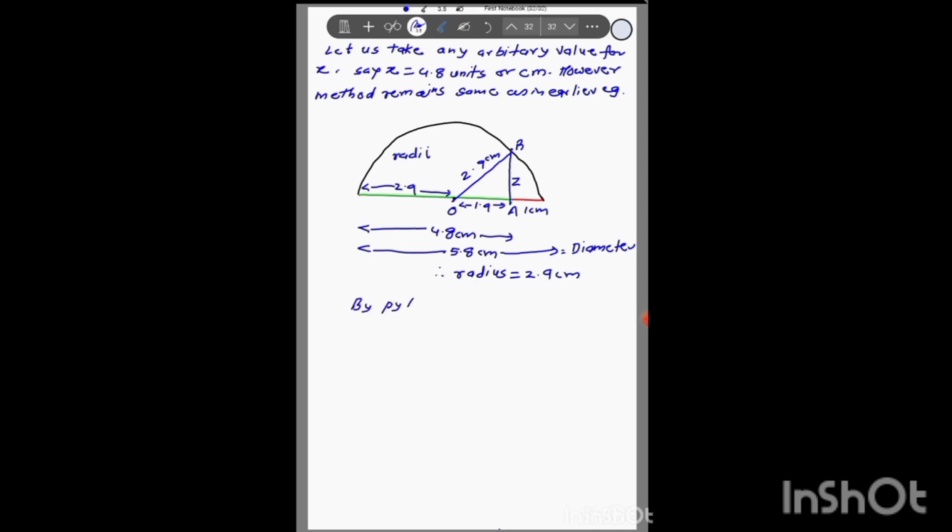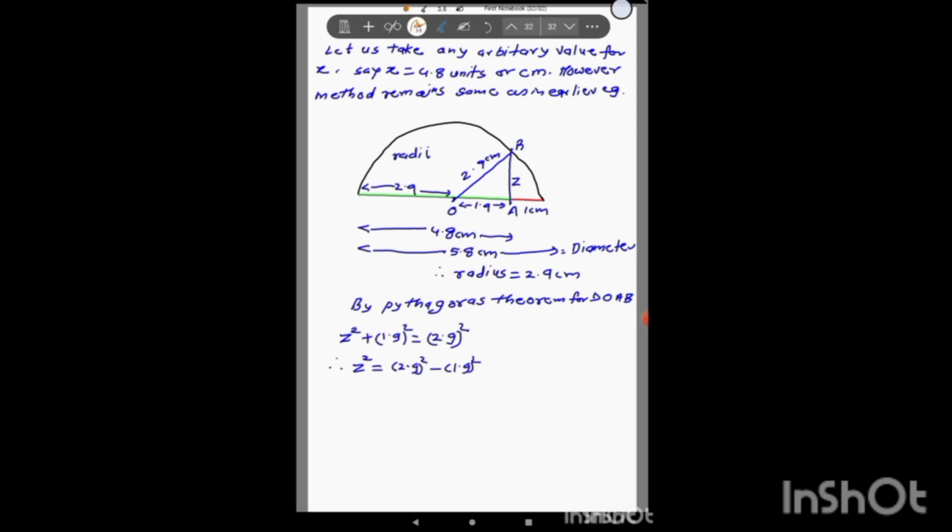Now in triangle OAB, applying Pythagoras theorem, we get Z square plus 1.9 square, it's a right angle triangle, equal to the hypotenuse 2.9 square. So Z square is equal to 2.9 square minus 1.9 square. That is very clear. Now you don't put the values, use the identity instead: a square minus b square equal to a plus b and a minus b, that will make your problem very simple.